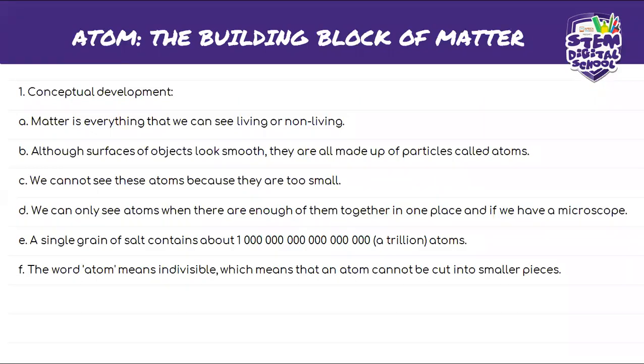All right. A single grain of salt contains about 1 trillion atoms. Can you imagine that? So you take salt, then you manage to take one grain, just a piece. That piece alone contains 1 trillion atoms. Now the word atom means indivisible, which means that an atom cannot be cut into smaller pieces. Okay. I hope you are following.